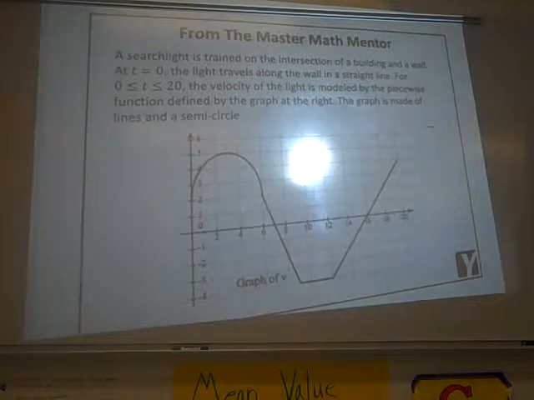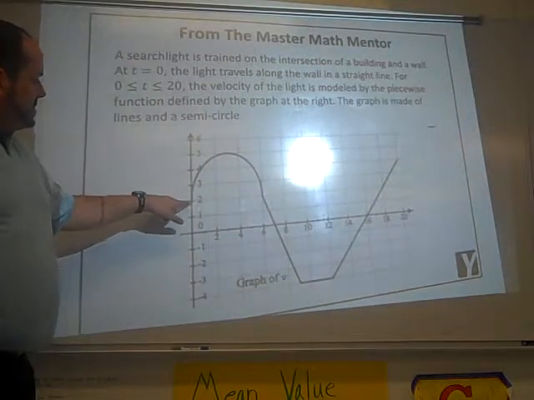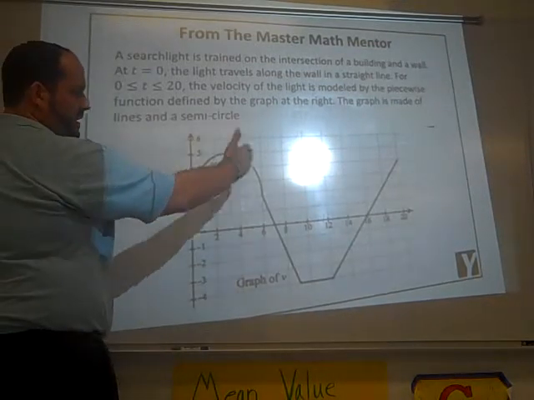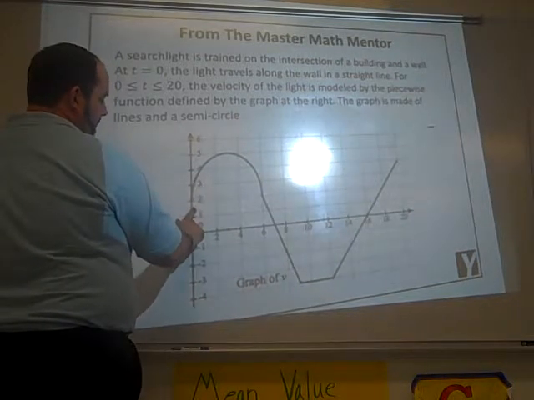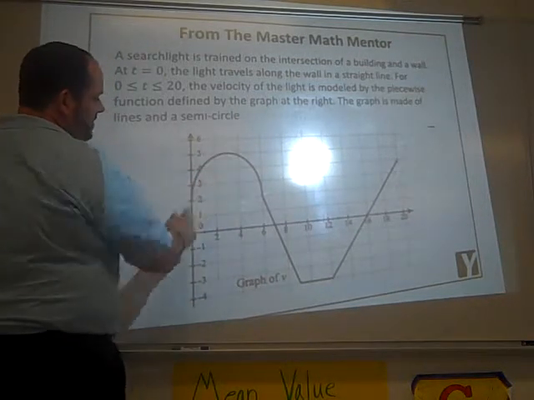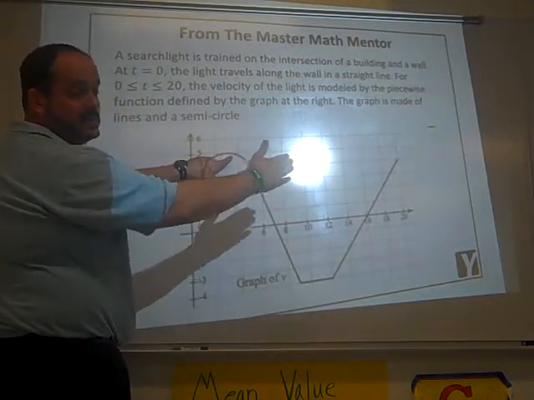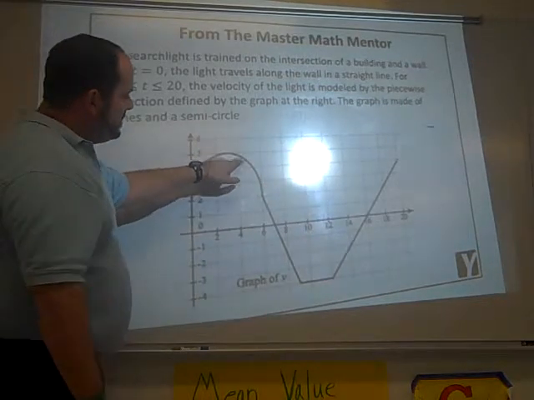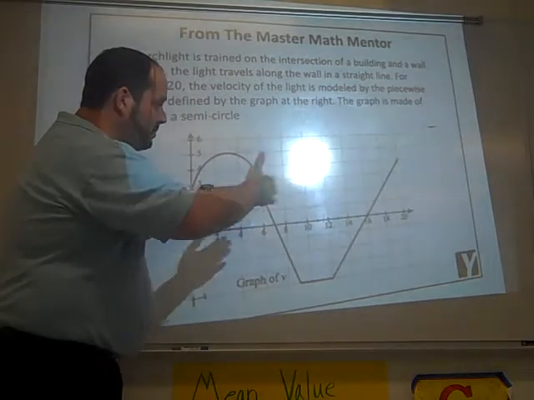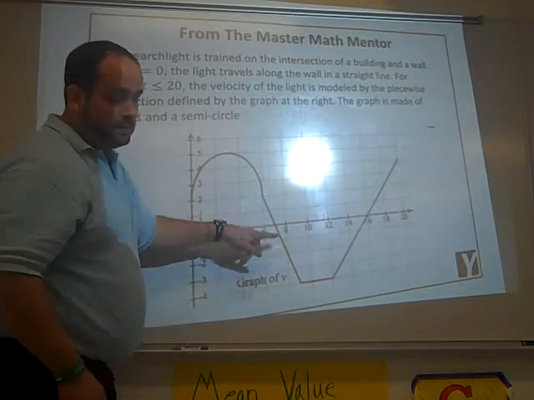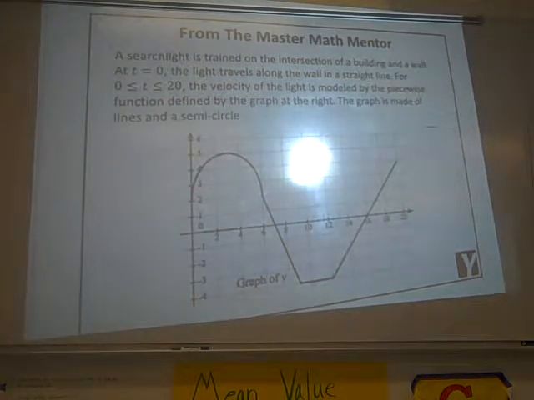If we look at this first part of the graph, at time t equals 0, we have positive velocity. Since we have positive velocity, the searchlight is going to be moving to the right. As we move towards t equals 3, this is where the velocity is a maximum. That means that's where the searchlight is moving as fast as possible, its greatest velocity. And then the velocity starts to decrease, still moving to the right. The spotlight doesn't actually change direction until right over here. So with all of that said, let's look at a couple of the questions that the Master Math Mentor put together.